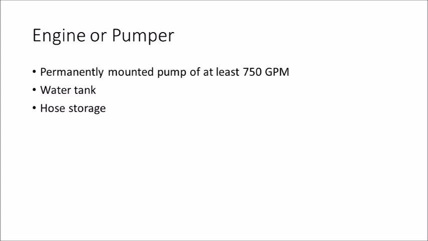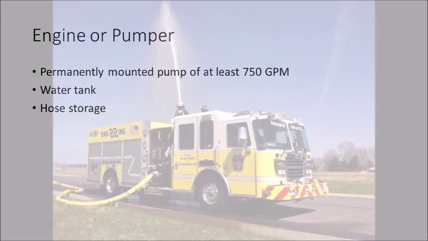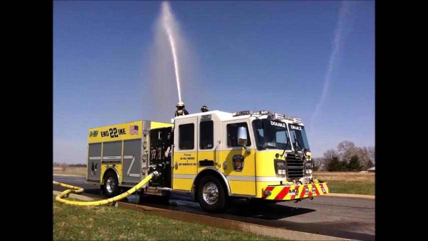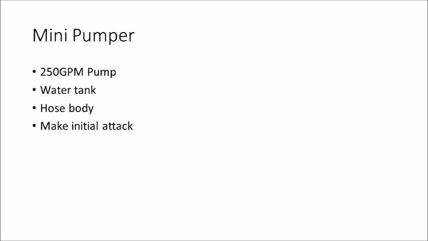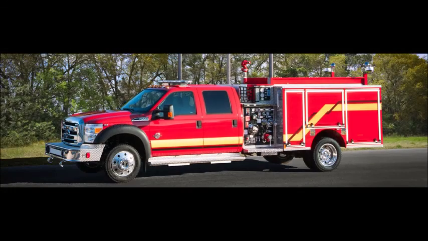Engine or pumper: a permanently mounted pump of at least 750 GPM, water tank, hose storage. Mini pumper: a 250 gallons per minute pump, water tank, hose body, and is used to make the initial attack, usually before the initial engine arrives.